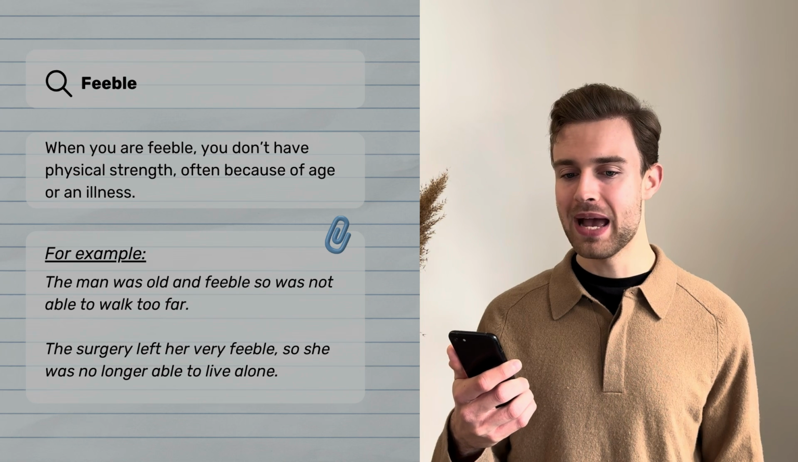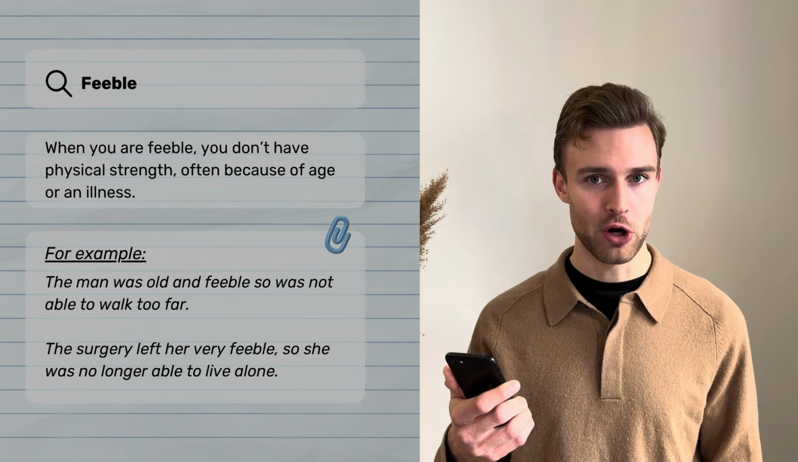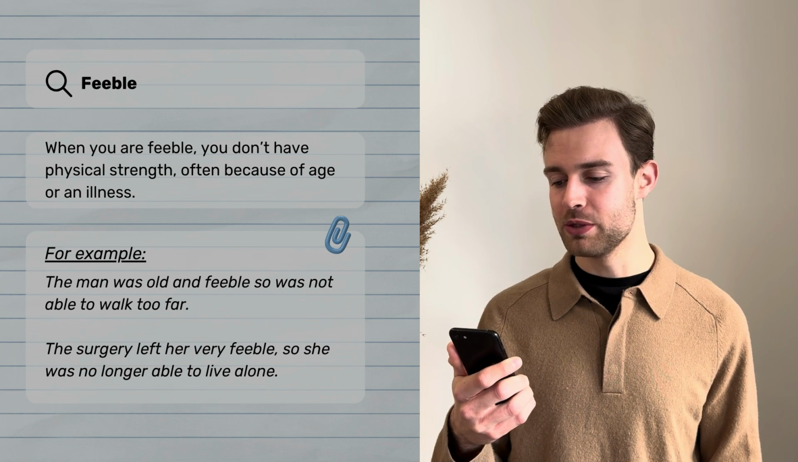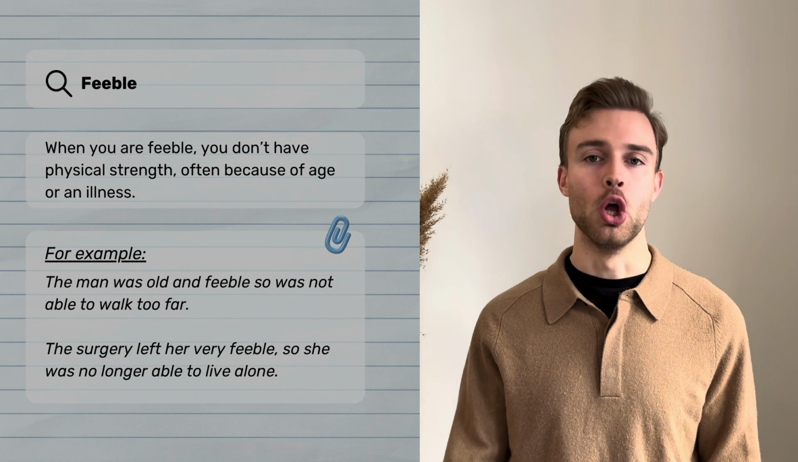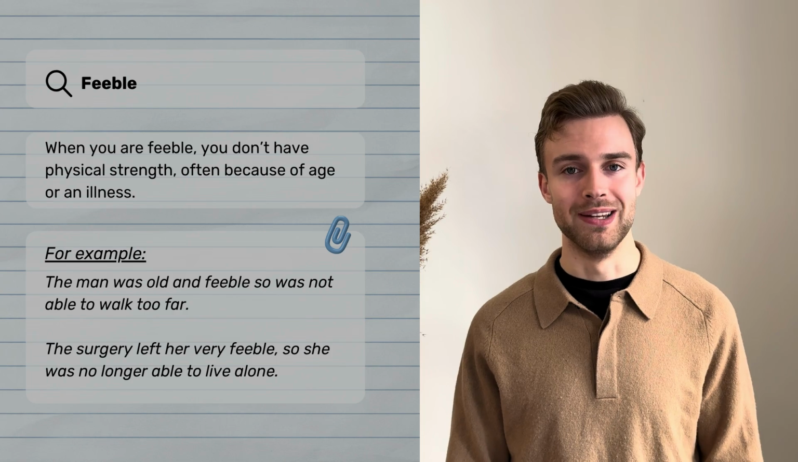For example, the man was old and feeble, so he was not able to walk very far. Or the surgery left her feeble and she was not able to live alone. She was weak, she was feeble, she was not able to live alone.